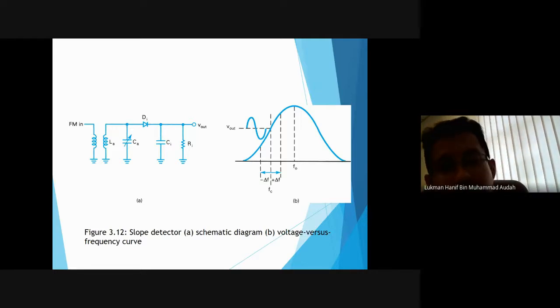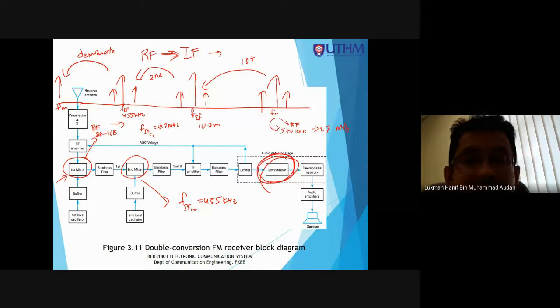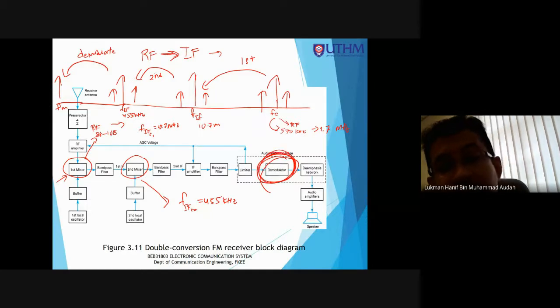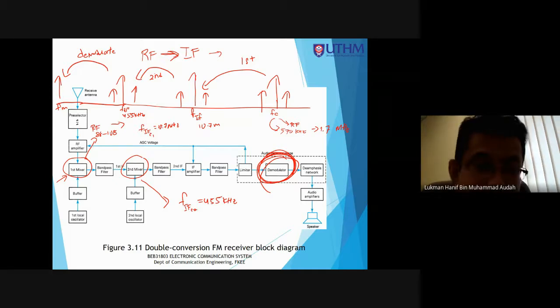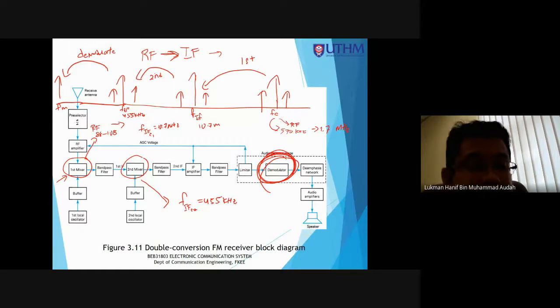Nah, ingat kalau kita lihat di sini gambar ni maknanya frekuensi yang masuk dalam demodulator itu bukan dalam bentuk RF lagi, dia dalam bentuk IF, intermediate frequency, FIF. Okay, dia sudah berada dalam range yang kecil.